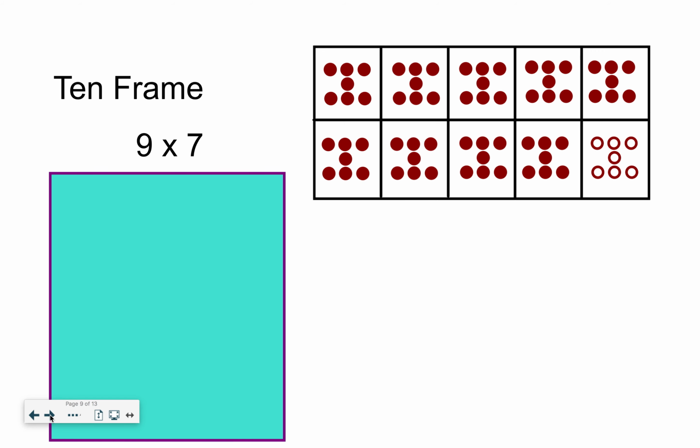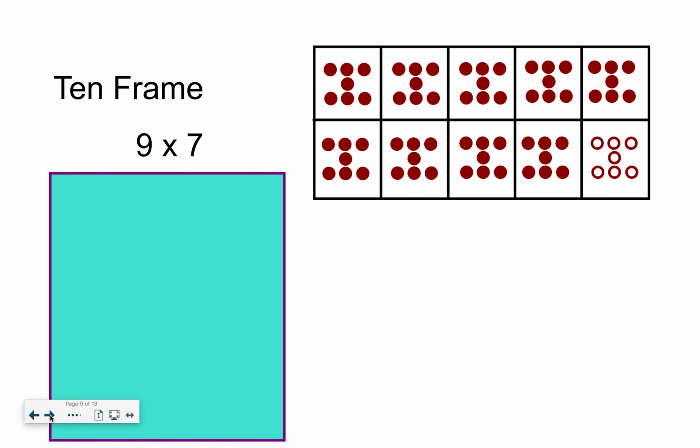So symbolically, here's what that looks like. Really, I thought of the 9 as 10 groups minus 1 group, and the reason I did that is because my tens facts are easier. So 10 times 7 is 70. I subtract that extra group of 7, and I can get to 63.